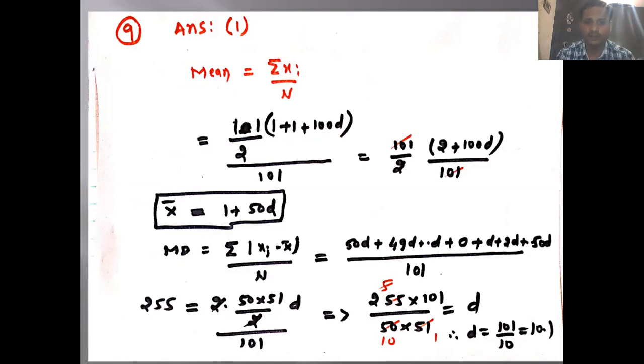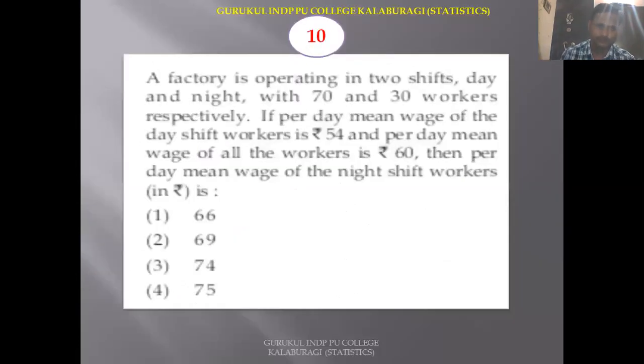So 2 times n into n plus 1 divided by 2 is the formula for the summation of n natural numbers. That is 50 into 51 divided by 2. That d is common, we will write as it is, whole divided by 101. The 2 gets cancelled, simplify this. 255 into 101 divided by 50 into 51 gives the d value. If we simplify this, 51 ones are 51, the 5s get cancelled, and similarly 5 ones are 5, the 10s get cancelled. If we divide 101 by 10, that gives 10.1. So the right answer for this particular question will be the first option.